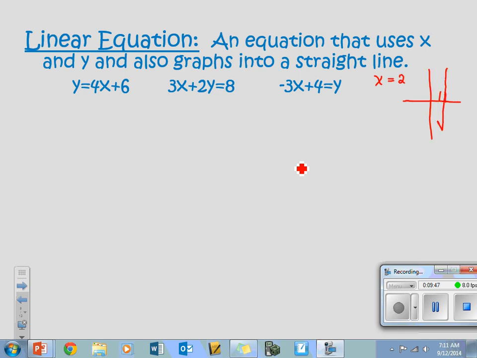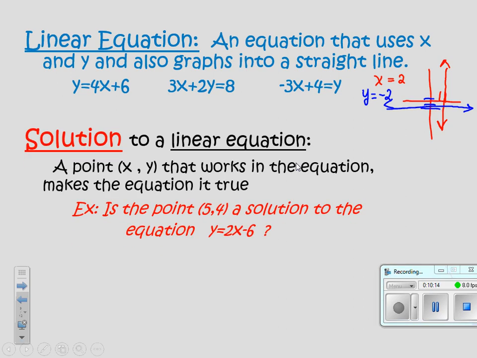Okay, and we can also have a horizontal line where it would be y equals -2, and at -2 I would have a horizontal line. So they can also be represented with one letter, but most of the time it's with two variables, x and y. All right, so what does that mean for solutions? A solution to this linear equation would be where a point, a coordinate point, x and y, will work in the equation and make the equation true.